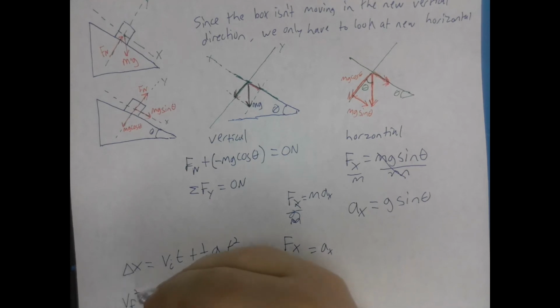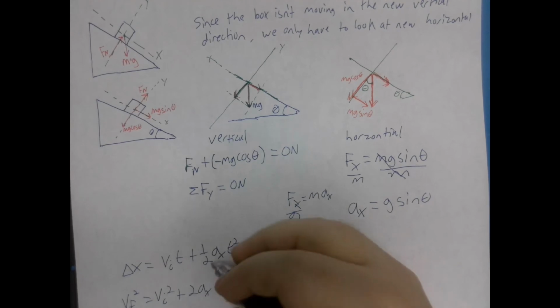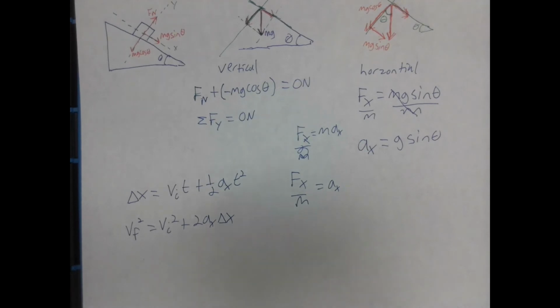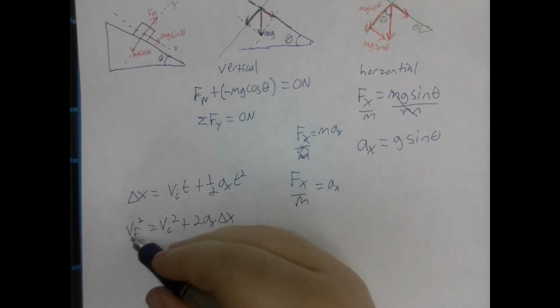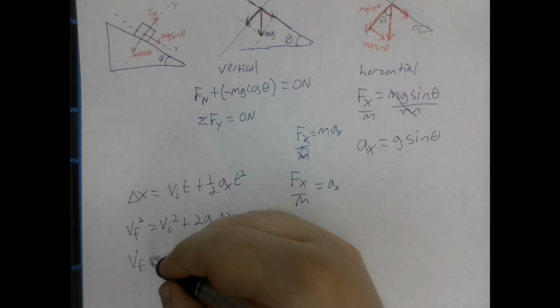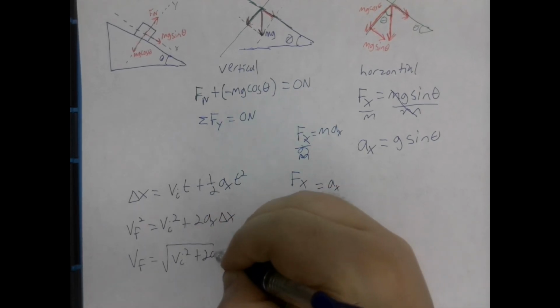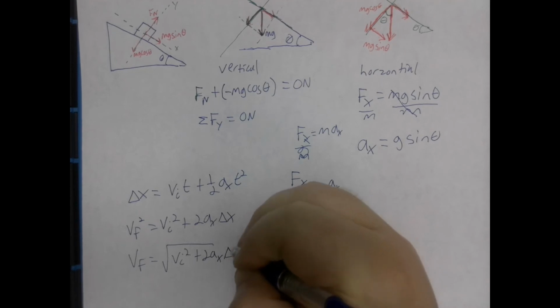Vf squared is equal to vi squared plus 2 times the acceleration times delta x. So however long this path is, we can figure out the final velocity. The final velocity is just the square root of the initial velocity squared plus 2ax delta x.